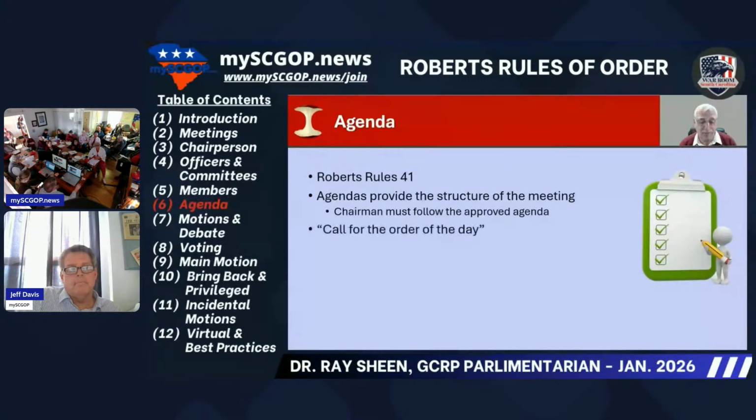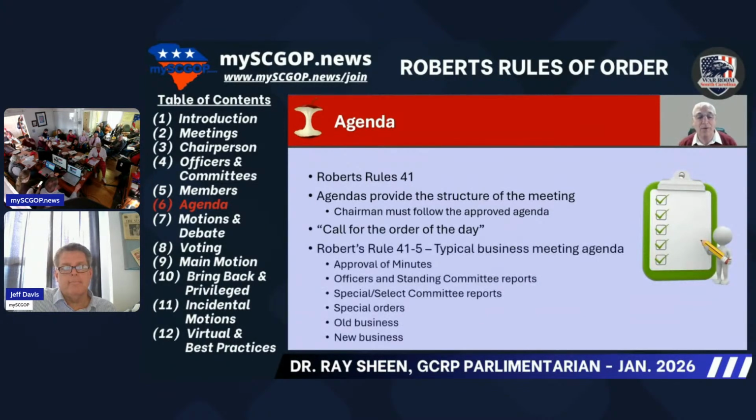Now, sometimes a chairperson may make a mistake or allow a debate to get off topic. At that point, any member of the assembly can call for the order of the day. This is a reminder to the chair and to the rest of the assembly that they must return to the agenda and follow it. Robert's Rule 41-5 provides a generic order of business for an agenda.